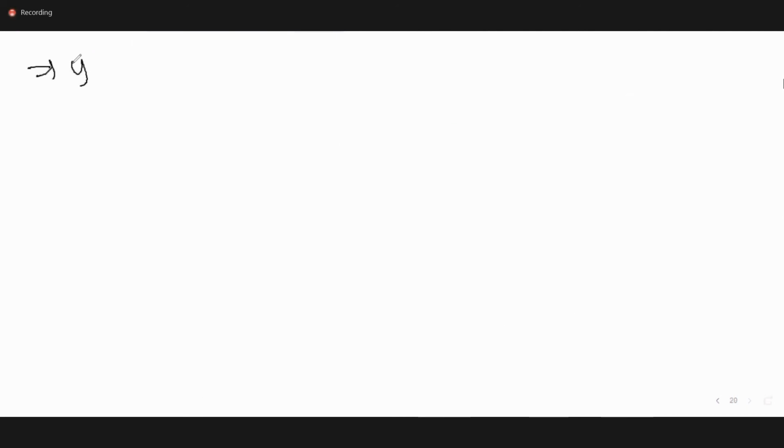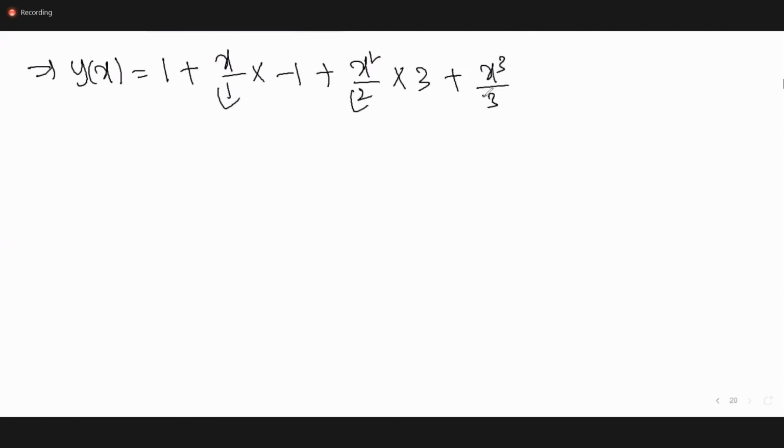So y of x is equal to y of 0, 1, x by 1 factorial into y dash of 0 minus 1, x square by 2 factorial into y double dash of 0, 3, x cube by 3 factorial into y triple dash of 0 minus 8 plus x power 4 by 4 into 34. So 4 factorial into 34.